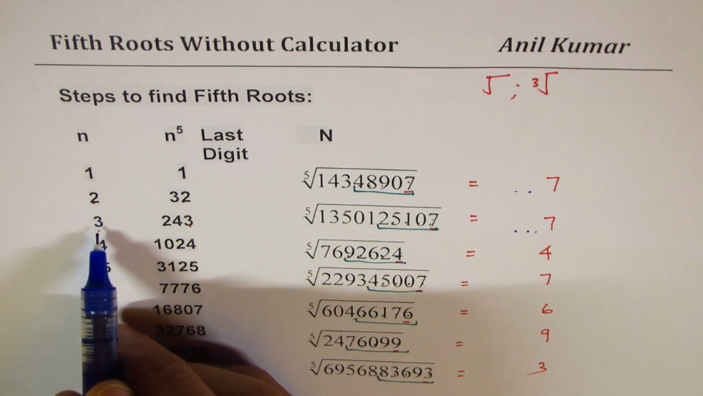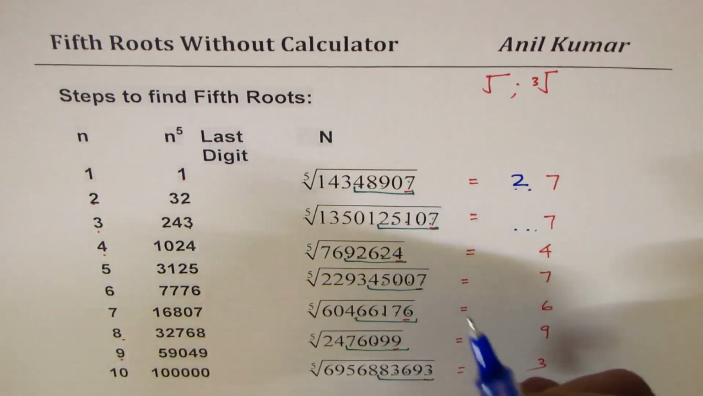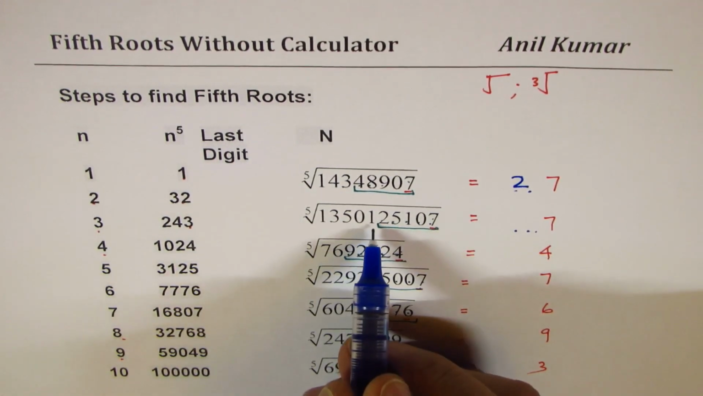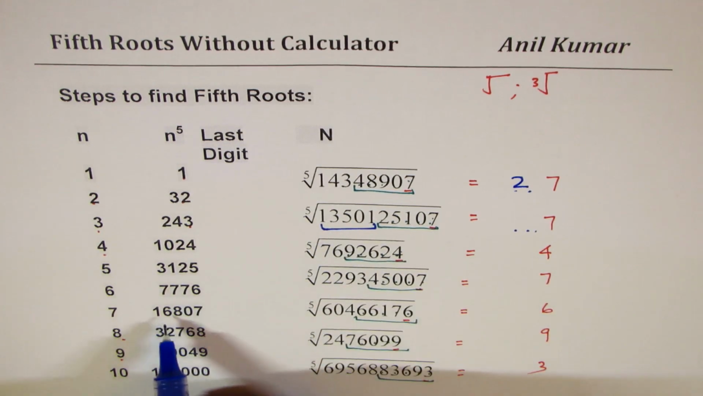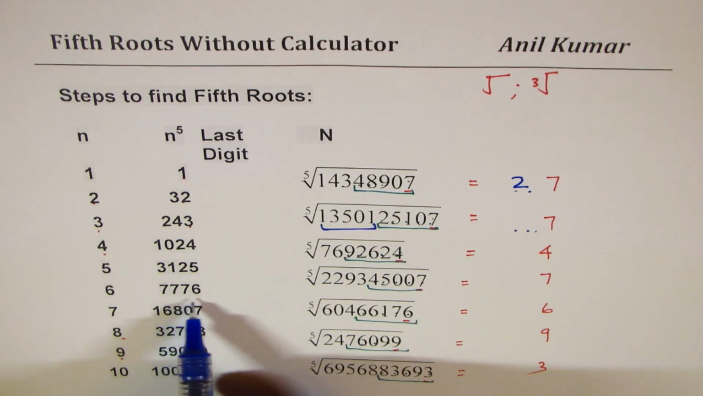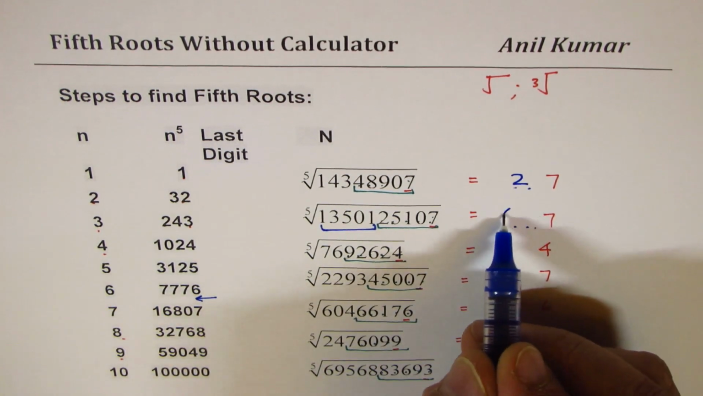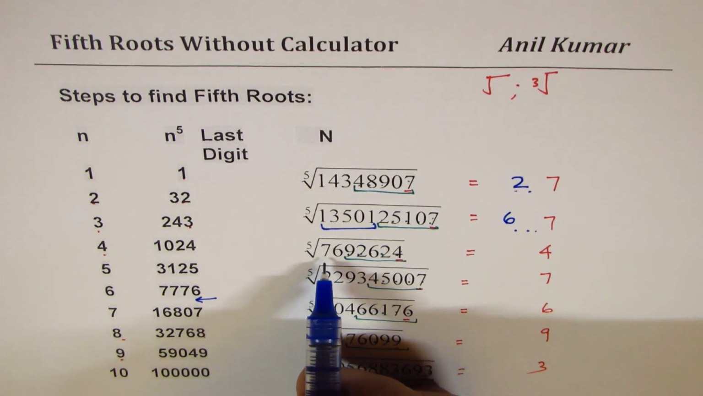Now 143, fifth power, where does it fall? It falls between 2 and 3, right? 143. So this number is 2. Take the lower one. Of course, we can go to 3. Take the lower one. In this case, it is 13501. So 13501 falls here between 6 and 7. So we'll take 6.